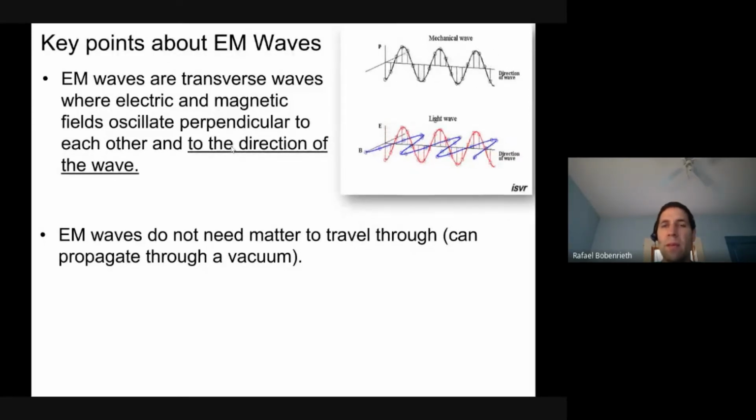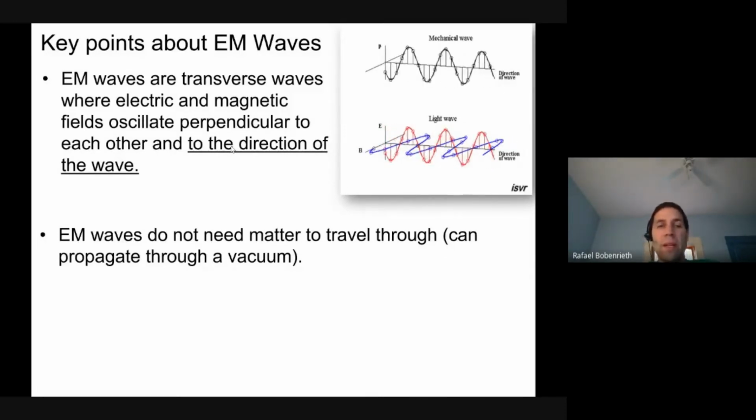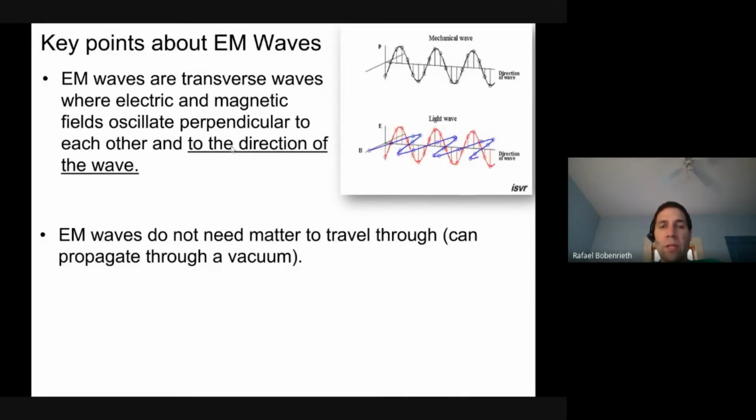And we have an example of that 24/7, 365. That is our sun. Our sun bathes us in electromagnetic waves of all sorts. And thankfully it does that. Otherwise we as humans wouldn't be here. And it travels to us. Those EM waves reach us through the vacuum of space between us and the sun.